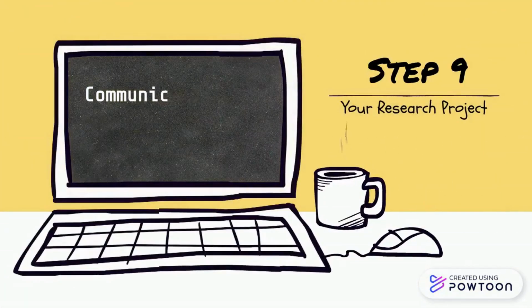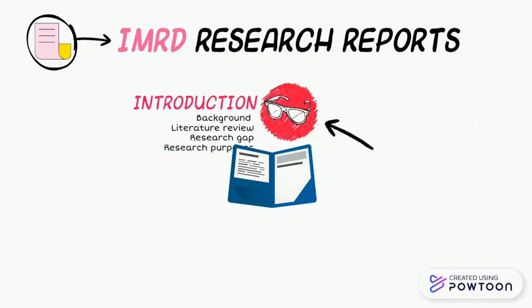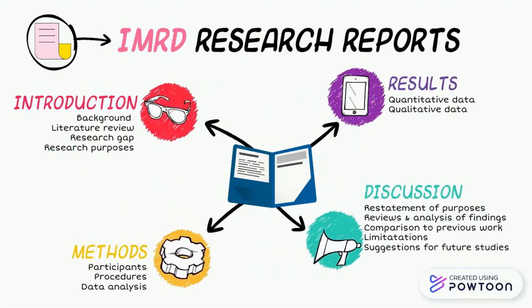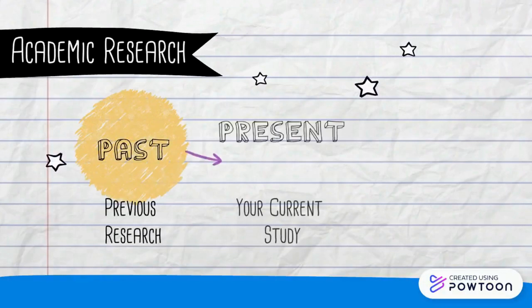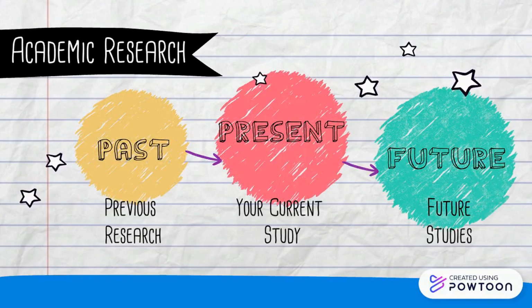Finally, you will write up your research report using the IMRD structure to disseminate your findings to the academic audience in a clear and concise manner. At this point, you should see how a research project exhibits the past, present, and future dimensions, where the previous studies could have informed your present study, and your present study can lead to further studies in the future.